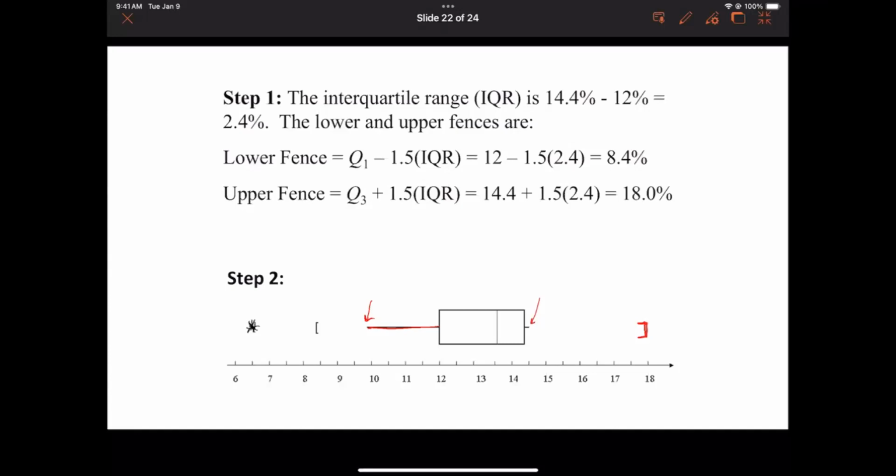Also, there's no need to label your quartiles. I'm going to label them for you just so you can see where they are. This is Q1, this is the median, and this is Q3. Do not label them on your box plot. I just want to show you where they are. Any questions before we do one together?